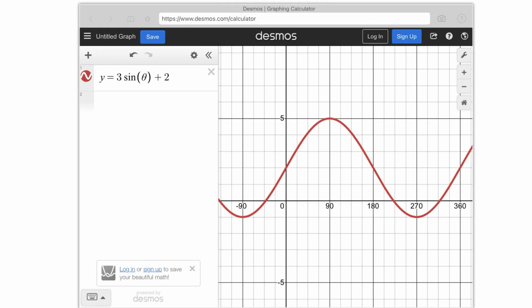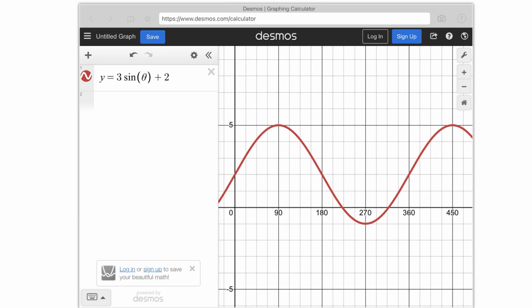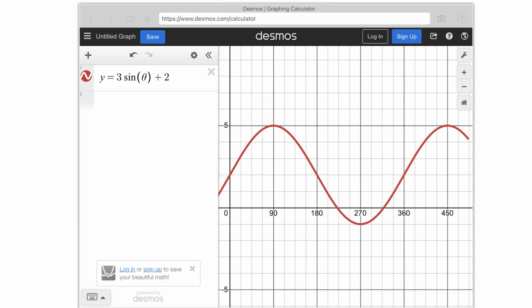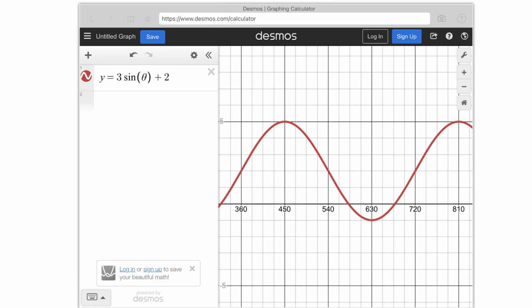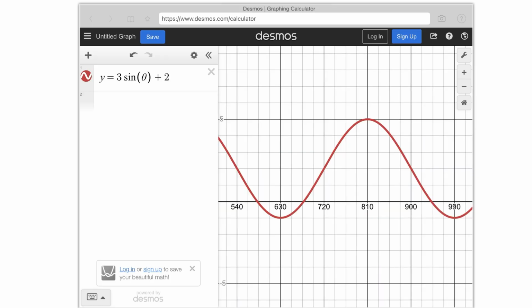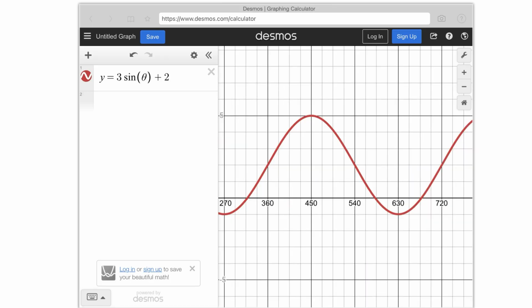Now, I want to compare this to Desmos because while this graph is good, we're technically missing something. So if we look here, we have the points that we sort of expect. We have 0, 2, we have 90 and 5, we have 270 and minus 1. But this graph looks a little different from our graph, and in particular, it's because it just keeps going. If you notice here, the graph goes all the way to the right. It goes all the way to the left.